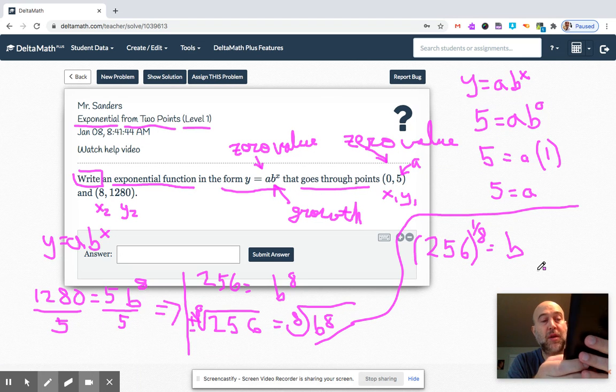So we go ahead and type this in on our calculator. 256, I got a feeling it's 2, but we'll go ahead and do it. Exponent key, 1 divided by 8. And it is 2.